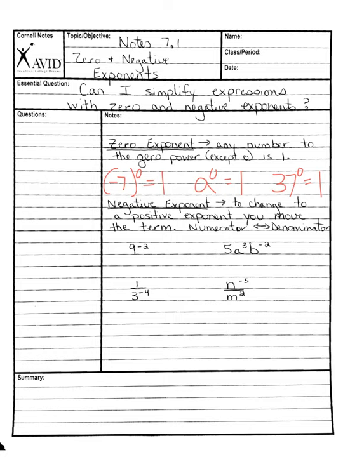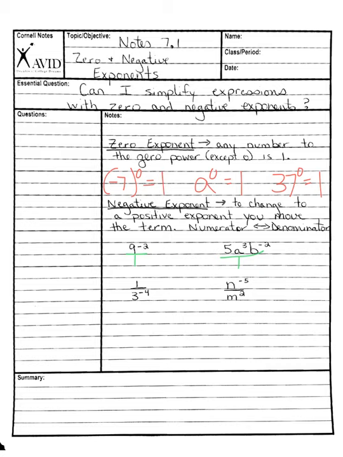Let's look at negative exponents. It says to change to a positive exponent, you move the term. So we're going to move between the numerator and the denominator. What I like to do with all of these problems is I want to make them a fraction. So how do we make any number a fraction? We place it over 1. So I start out to make sure that all my problems are written as a fraction.